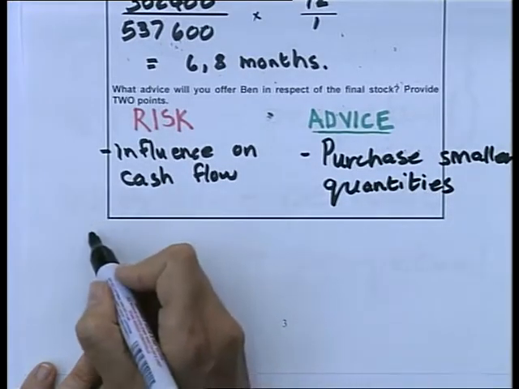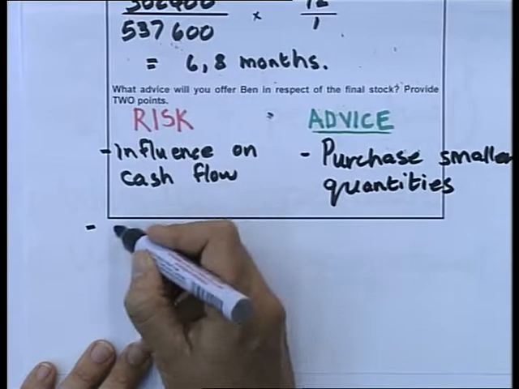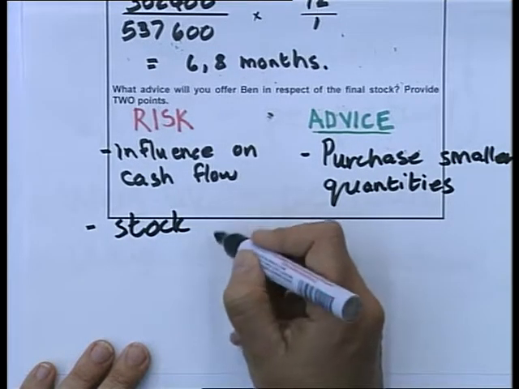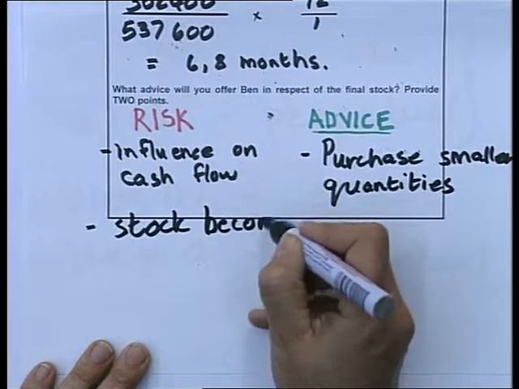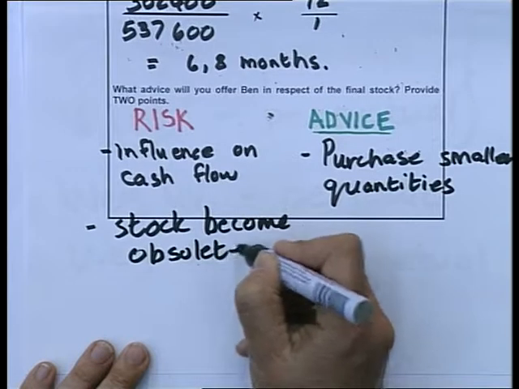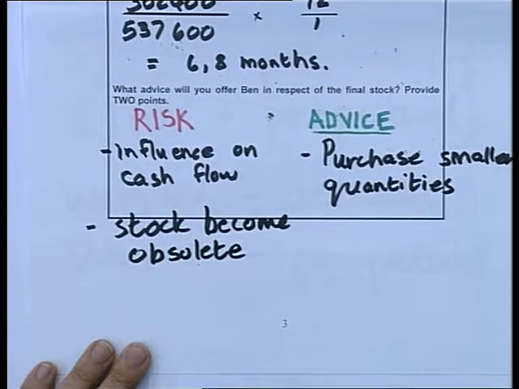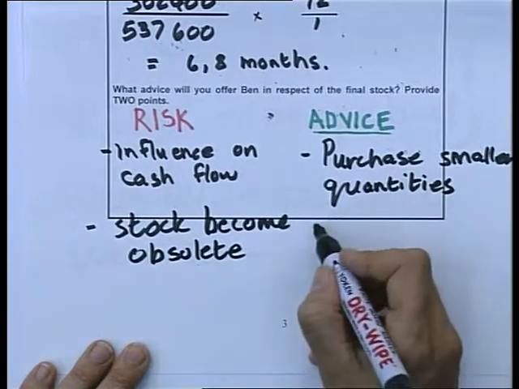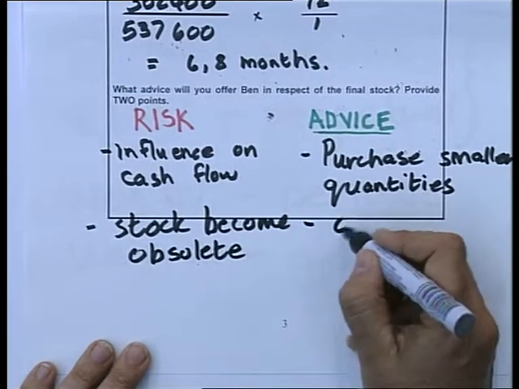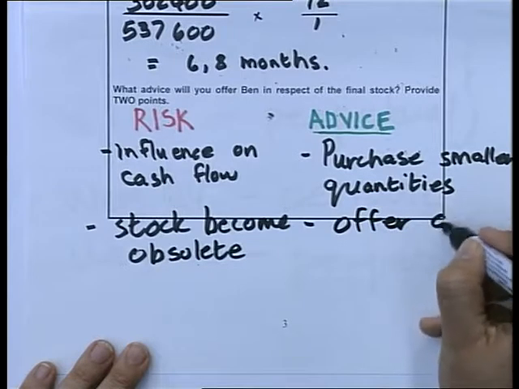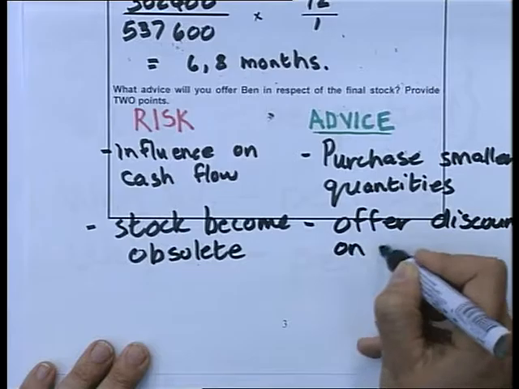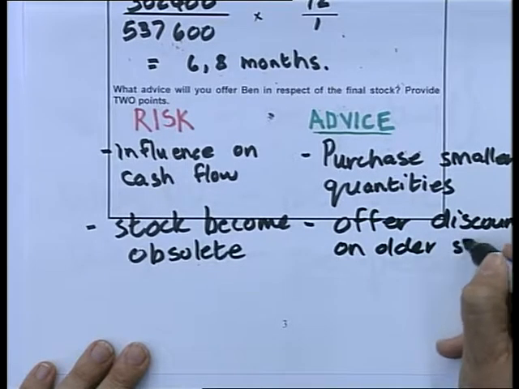What's another risk that you can think of? Let's say if you've got such a lot of stock on hand, stock could become obsolete. In other words, it's outdated. People don't want that kind of stock anymore. So how can he get rid of that stock that's old? He could have discounts. So let's say offer discounts on older stock. Then he can get rid of that.